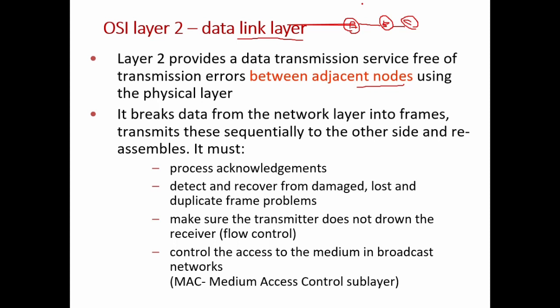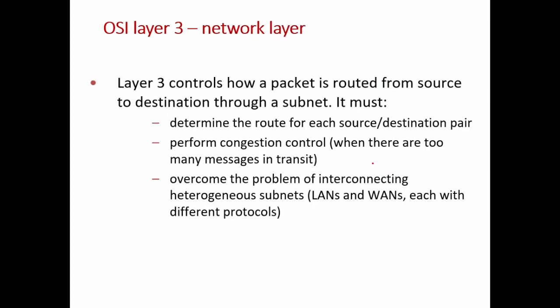So this layer is responsible for the transmission. And of course, there are some things in between that we will talk about, for instance, processing acknowledgements, detecting and recovering from damage, and making sure the transmitter doesn't drown the receiver. What does that mean? It means making sure not to overwhelm the receiver with too much information. This is another responsibility of this layer, along with controlling the access to the medium in broadcast networks and so on. The third layer is the network layer.